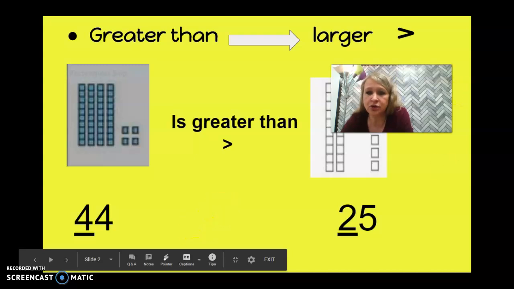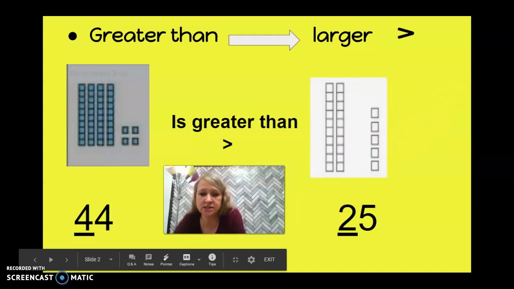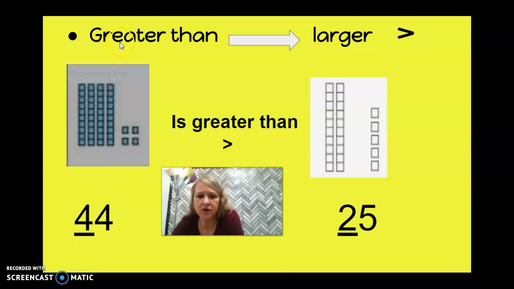So we have some new vocabulary words to learn today. First of all, our first word is greater than. Have we heard this word before? Thumbs up if you've heard greater than before. I think we have. So greater than means larger. Larger has a symbol that looks like this arrow. It means the number is bigger.